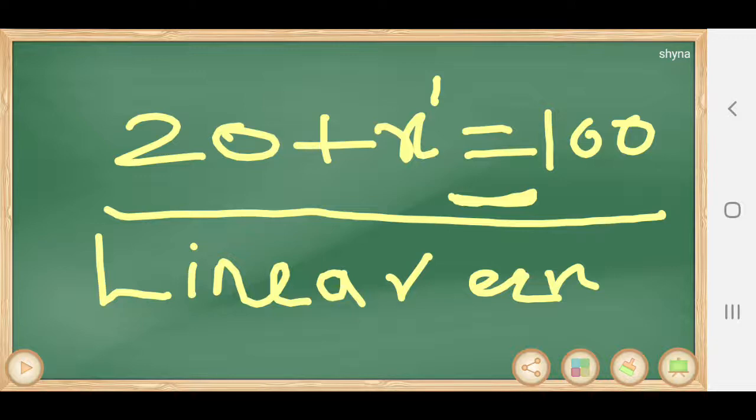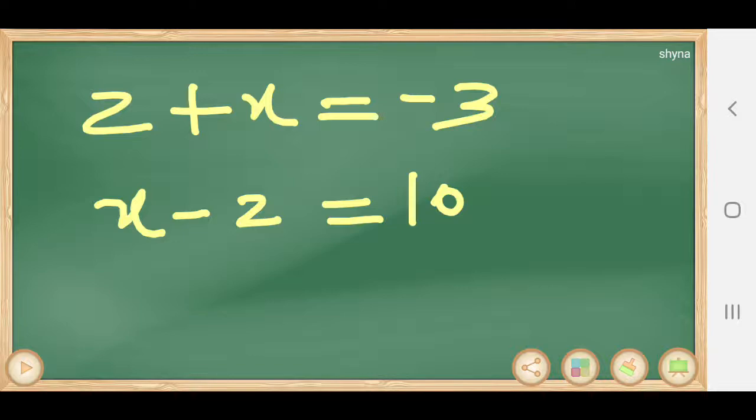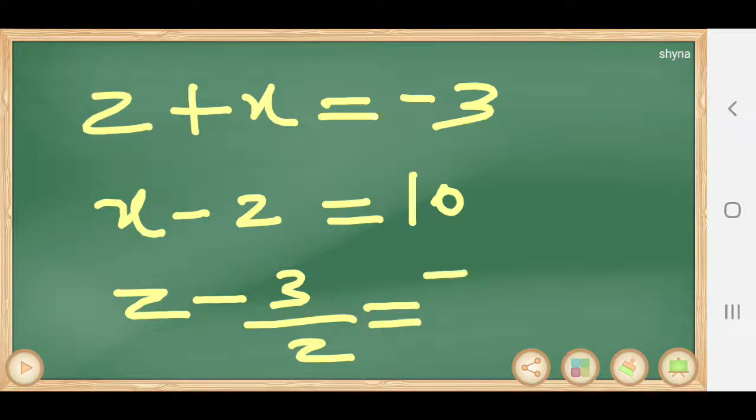An equation having power 1 is known as a linear equation. Next year you will study different types of equations. Now we can write some examples of linear equations. 2 plus x equal to minus 3. x minus 2 equal to 10. Not only x, you can consider any other variable. z minus 3 by 2 equal to 7. These all are examples of linear equations.